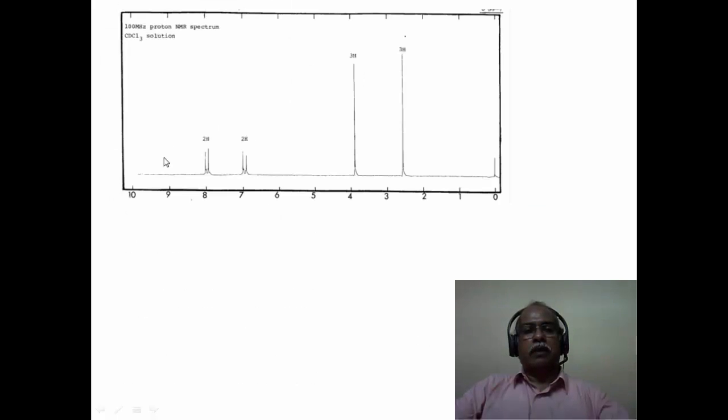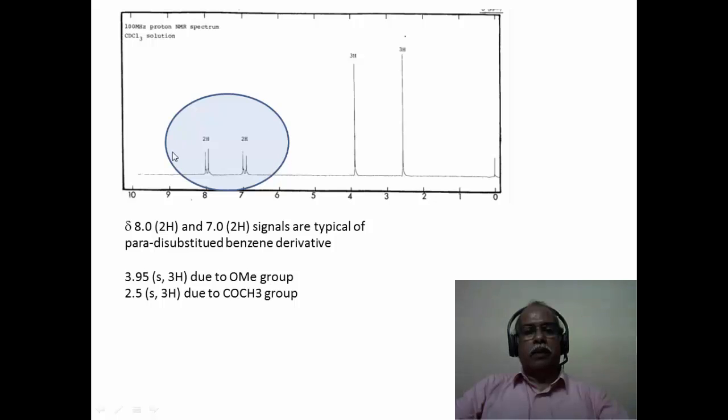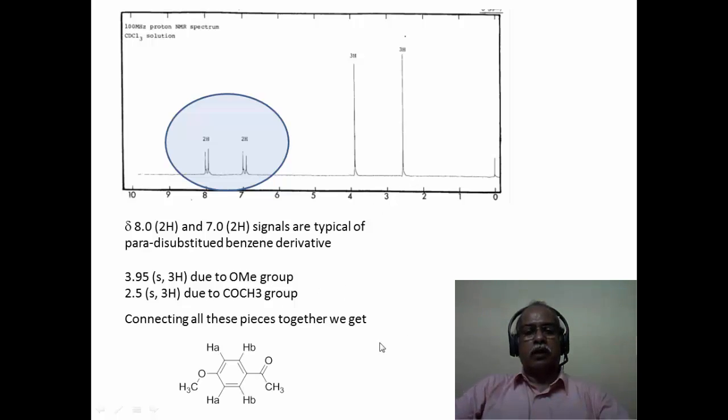The NMR spectrum is fairly simple. This peak, which is a doublet of a doublet or an AB quartet as you want to call it, is because of a very characteristic feature of the para disubstituted aromatic derivative. So the peaks around 8.0 and 7.2 each have 2 hydrogen intensity. The integration is given in the digitized format as 2 hydrogen and 2 hydrogen, clearly seen here. So this is definitely a para disubstituted derivative. Then 3.95 could be because of the methoxy functional group, and 2.5 could be because of the acetyl functional group in this molecule. So the structure is solved very clearly.